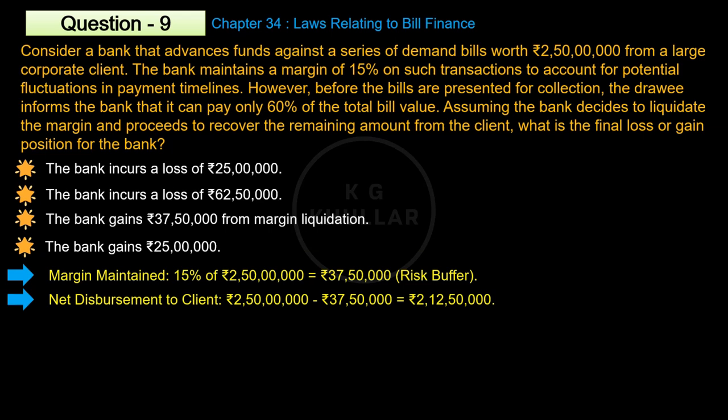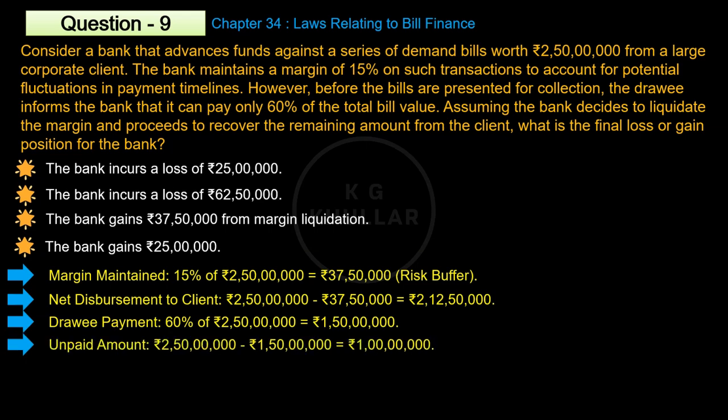Friends, effectively this means that the net fund disbursed to the client would be simply 2 crores 50 lakhs minus 37 lakhs 50,000 equals rupees 2 crores 12 lakhs 50,000. Now also note the margin amount is kept as collateral until the bills are fully paid by the drawee. However, in our case, the drawee informs the bank that it can pay only 60% of the total bill value, which amounts to rupees 2 crores 50 lakhs multiplied by 60% equals rupees 1 crore 50 lakhs.